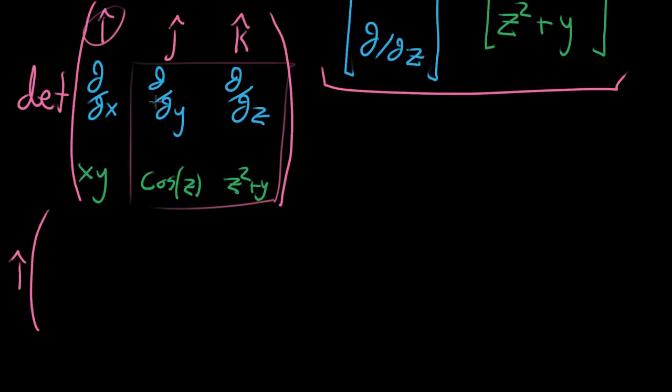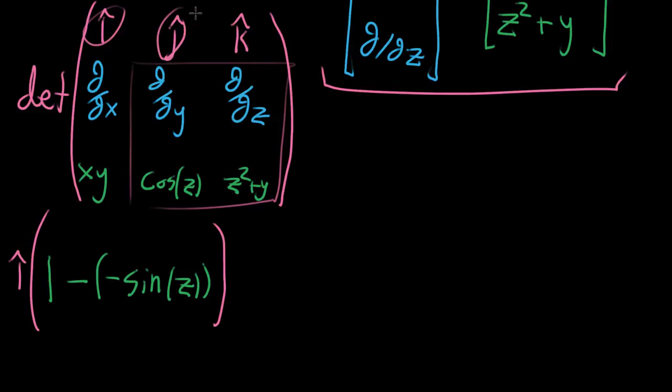So when we do that, this subdeterminant, we're taking partial derivative with respect to y of z squared plus y. Now, as far as y is concerned, z looks like a constant. So z squared is a constant, and the partial derivative of this entire guy is just 1. So that'll look like 1. And then we're subtracting off the partial derivative with respect to z of cosine of z. And the derivative of cosine z is negative sine. So that's negative sine of z. So that's the first part.